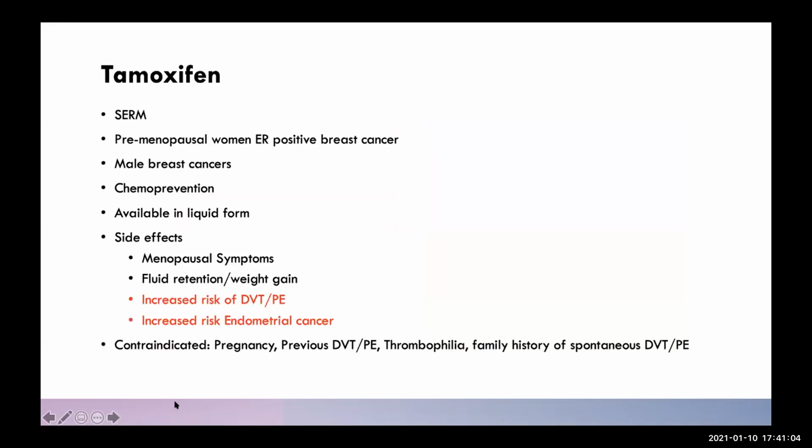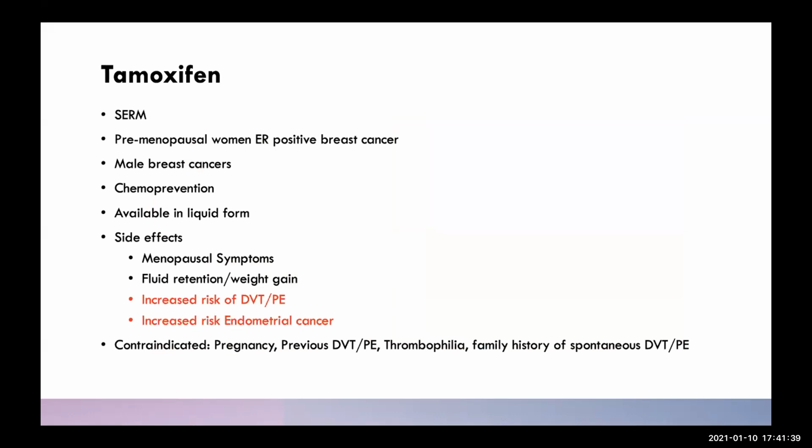So hormones, and I think this is something that is of interest to many, and I thought I should touch base on this. With tamoxifen, we use this for premenopausal women who are ER positive. We also use it for chemoprevention and for male breast cancer. The only thing is that tamoxifen is the only endocrine treatment which is available in liquid form. But we always warn ladies about the side effects from this. Particularly, there is a small risk of developing endometrial cancer, and the risk of developing DVT and PE.